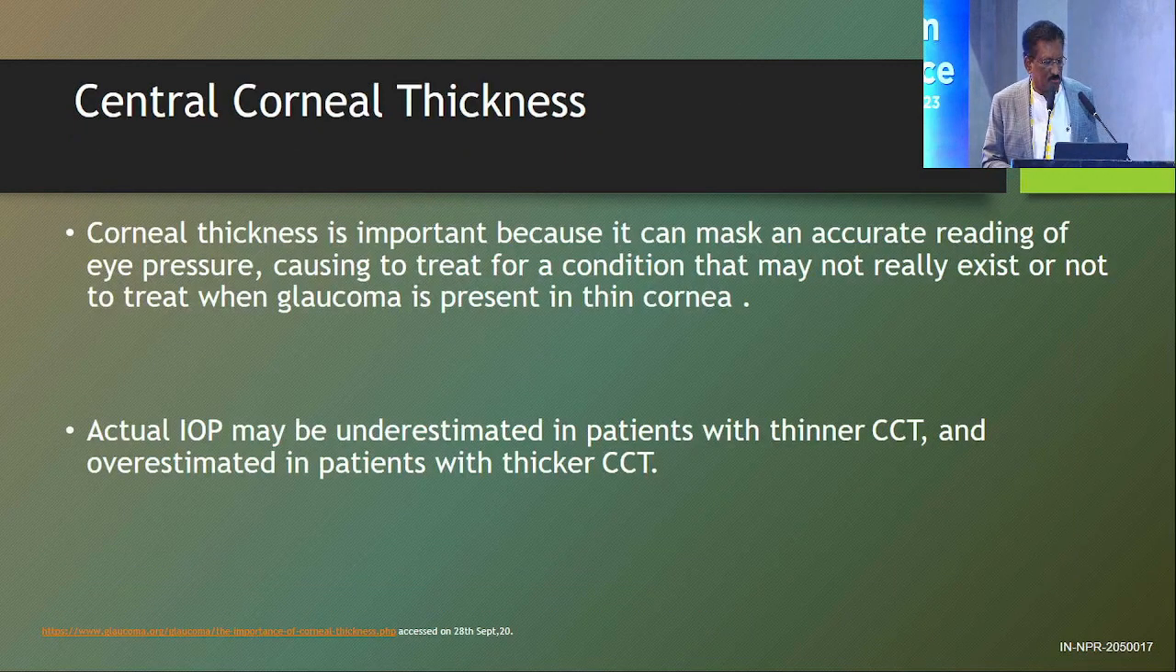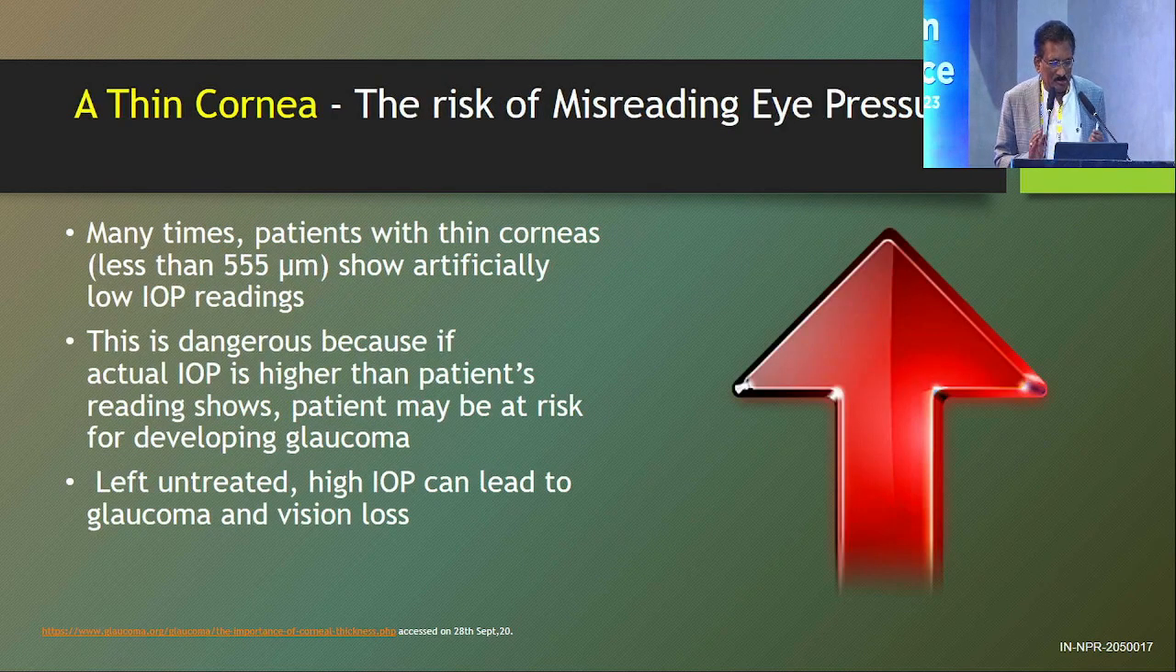Corneal thickness, we all know, because a higher thickness will overestimate the intraocular pressure and a lower thickness will underestimate it. We should not get biased by that. The risk is misread by the eye pressure. Suppose you see only intraocular pressure to diagnose glaucoma, with a thick cornea or a thin cornea, it is very dangerous. Suppose the intraocular pressure is low when you record it in a thin cornea, but the original intraocular pressure is more. That is very dangerous to the patient's progression.